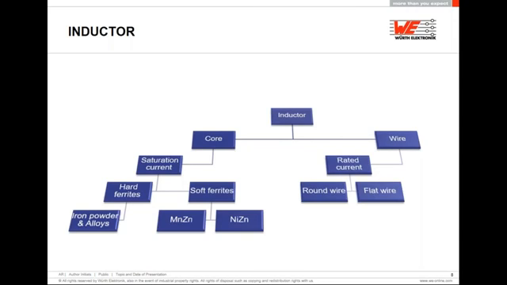The other main factor that contributes to the inductor's behavior would be the wire, as shown on the right side of the diagram. This defines the rated current value that the inductor has. And this wire can be round or flat, depending on each application. We will also review each of them to know their main characteristics.